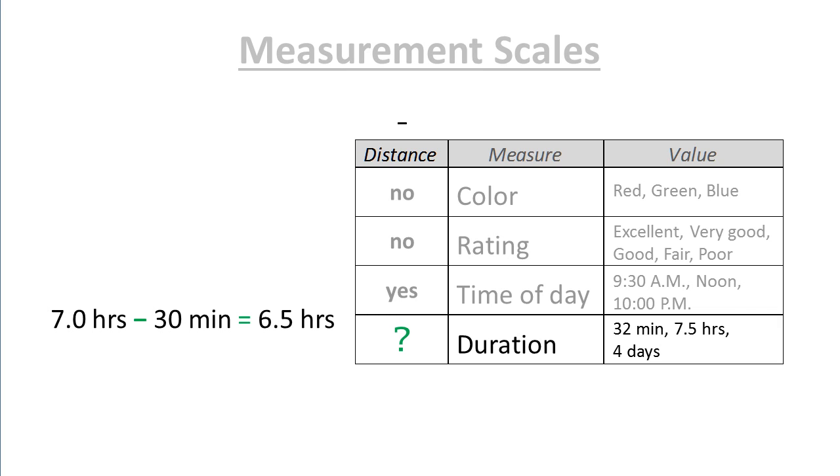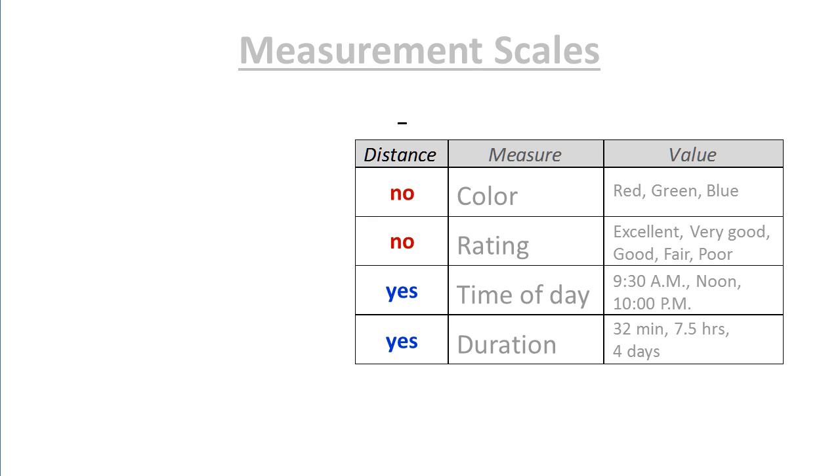The last example is duration. What is 30 minutes less than 7 hours? 6.5 hours. And what is the difference between 2 days and 35 hours? 13 hours. You can see from these examples that our duration measurement supports distance. So in our example, distance is not defined for measurements of color and for rating, but distance is defined for time of day and duration.